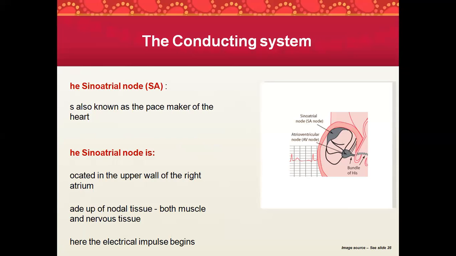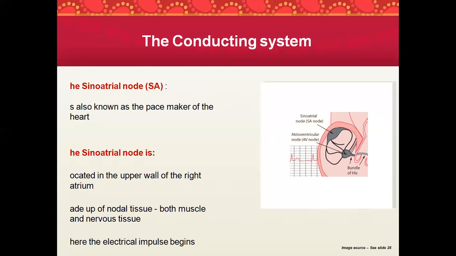That is why, when your SA node is not working anymore, people used to say, I have to change my battery, I have to put another battery, because your SA node is a natural pacemaker. It is responsible for conducting these electrical impulses. If it doesn't work, then you have to put in an artificial temporary or permanent pacemaker. So laymen used to say, I have to put in an artificial pacemaker.